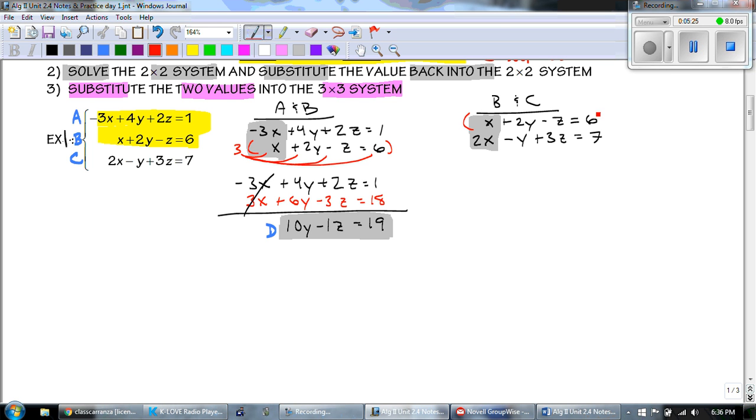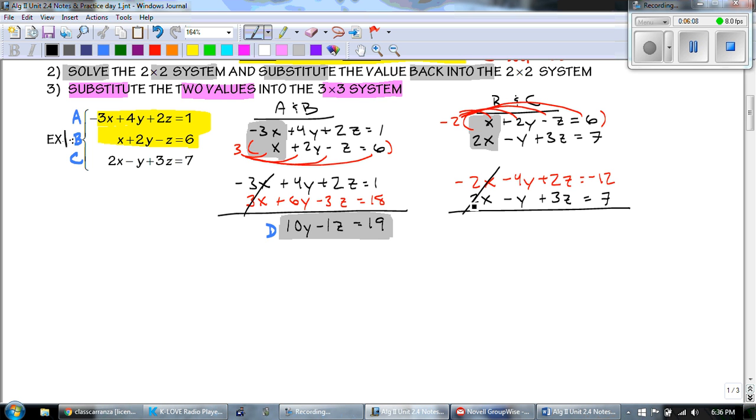So to cancel the x's, I need to multiply the top by a -2 because I need a -2 to go right there. So multiply by -2, we get -2x minus 4y. Negative times a negative is a positive 2z equals -12. Yeah, don't forget about that last guy. All right, and the bottom equation stayed the same. So I have 2x minus y plus 3z equals 7.